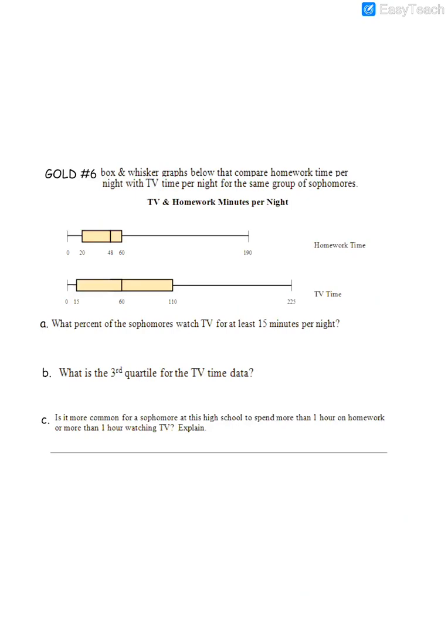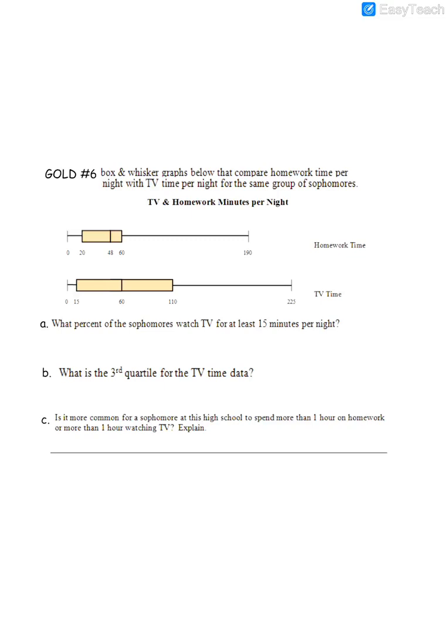So for golds, we have TV and homework minutes per night, and it's a box and whisker plot graph below that compares homework time per night with TV time per night for the same group of sophomores. So at the top, we're looking at two box plots. The top box plot is homework time. The bottom box plot is TV time.